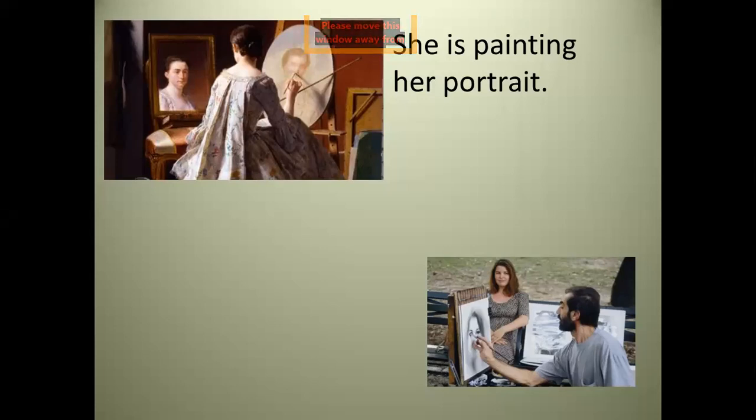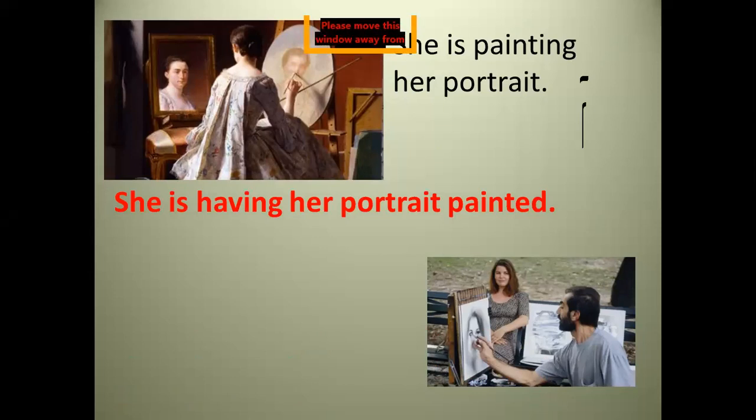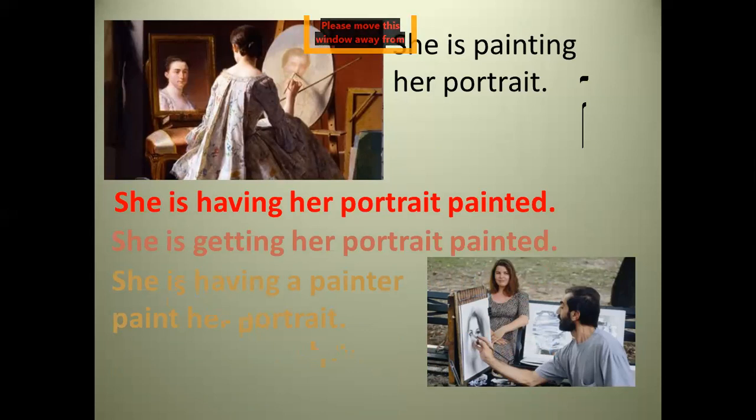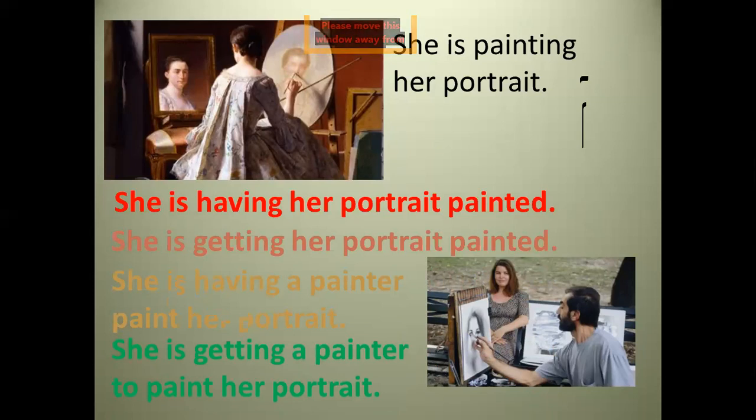Right. She is painting her portrait. Here she is painting her portrait by herself. It's not causative. Okay, but in the second picture, she is having her portrait painted, or she is getting her portrait painted, or she is having a painter paint her portrait, or she is getting a painter to paint her portrait. Okay, but the first sentence is not causative because she herself is painting her own portrait. But in the second picture we have four ways to express the causative form.